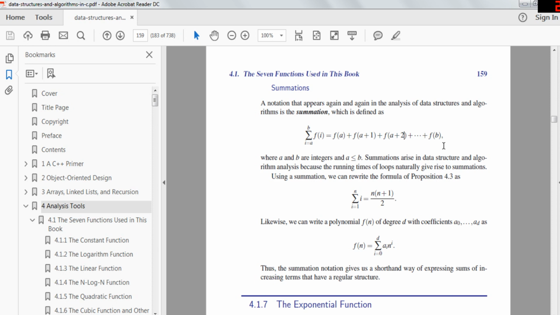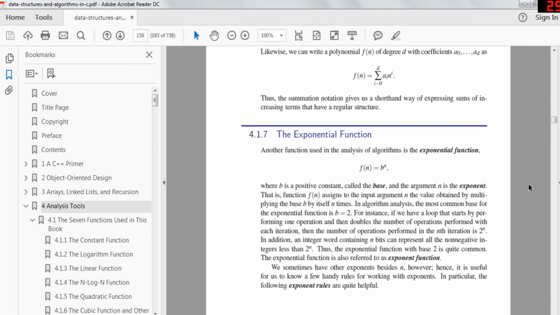Summations arise in data structures and algorithms because the running time of loops naturally gives rise to summations. Using summations, we could derive the proposition that we saw before: the summation of i from 1 to n of i is equal to n times n plus 1 over 2. Likewise, we could write the polynomial f(n) of degree d as the summation of i equals 0 up to d of a_i times n to the i power. Thus, summation notation gives a shorthand way of expressing sums of many terms that have regular structures.